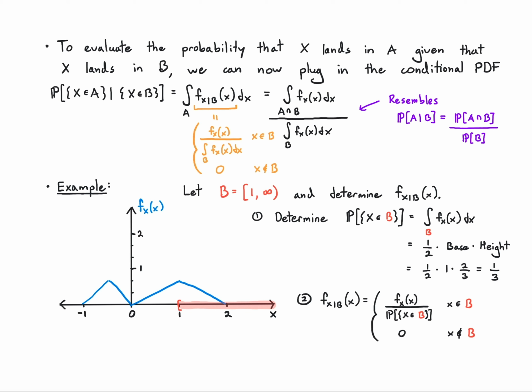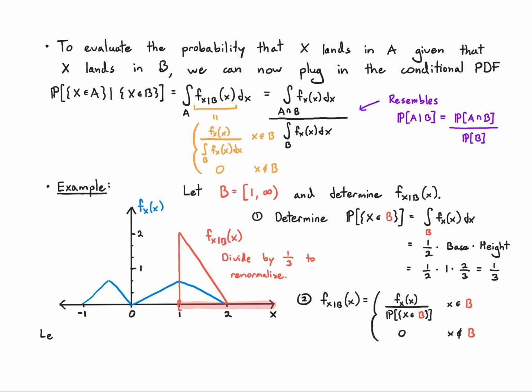So what should happen is I should have the same basic shape that I had in the PDF, but it should only be active over B. So we're going to draw something like that. And I'm going to notice it's going up all the way to 2 and then heading back down. And the reason for that is that I had to divide by a third in order to renormalize the PDF. So that was this divide by the probability of x falling into B. So now I go from height 2/3 all the way up to height 2. And this red triangle is now the conditional PDF of x given B.